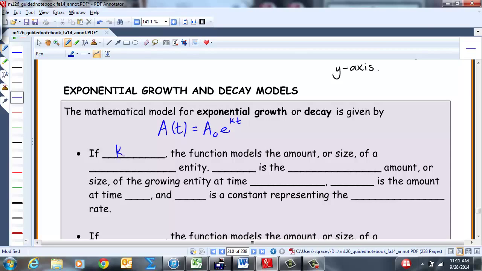So let's write that down in words. If k is greater than 0, the function models the amount or size of a growing entity. A0 is the initial amount or size of the growing entity at time t equal to 0. A at t is the amount at time t, and k is a constant representing the growth rate.